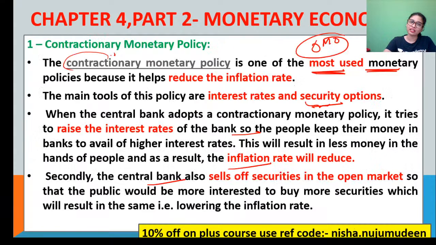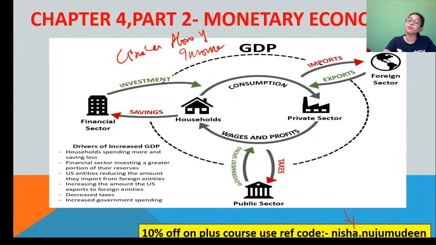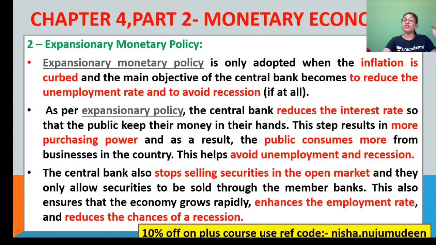Now, just like contraction of monetary policy, you have something called expansionary monetary policy also. The opposite of that. If contraction is to reduce your inflation rate, what about expansion? Again, that is adopted when the inflation is curbed, reduced. And the objective of the central bank becomes to reduce the unemployment rate, because otherwise there will be recession. What is recession? Slowing down of economic activities. That is a situation where you adopt expansionary monetary policy. Only in this context, when the inflation is curbed or reduced, you take this policy called expansionary policy.